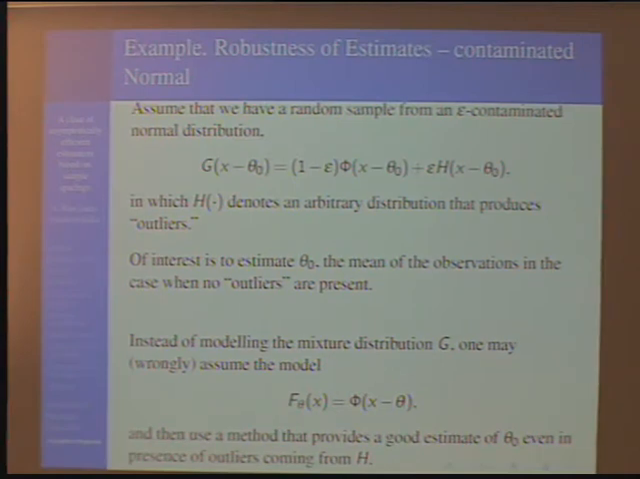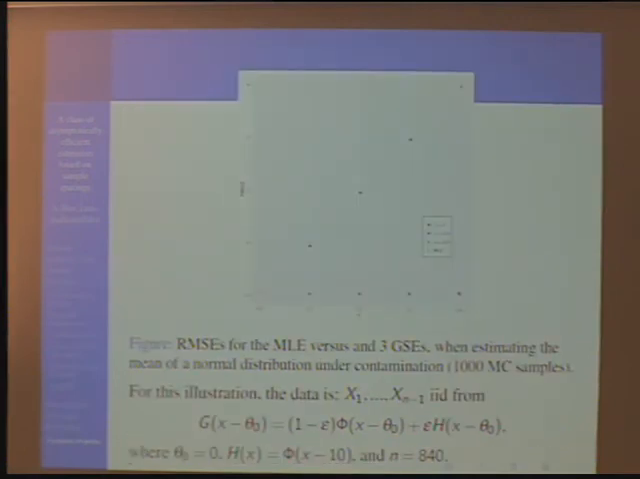And the question is, if you have a distribution G from which the data is drawn, and you assume it is the normal distribution that you are estimating the mean for, then how do these estimators behave? How does the MLE behave for the theta naught? Here is a graph, I don't know if you can see it well enough. The x-axis shows the contamination: 30% contamination, 40% contamination.